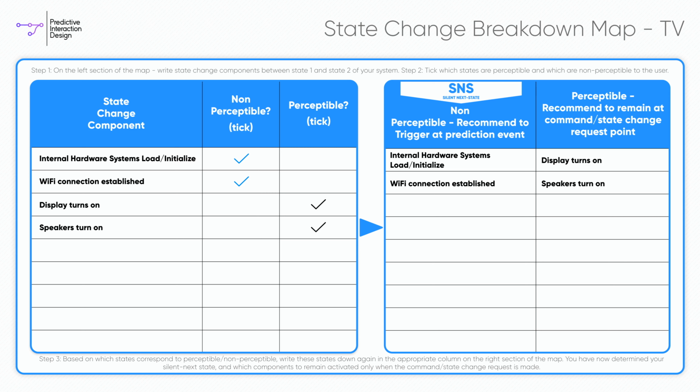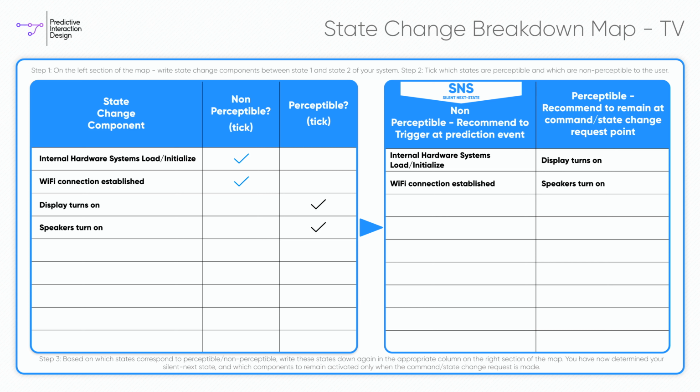So if we have a look at the TV example, what we've done here is we have written down all of our state change components. We've said internal hardware systems load and initialize, Wi-Fi connection is established, the display turns on and the speakers turn on. You can go as low level or as high level as you want in these maps, as long as it's appropriate for your system design. And all we've done is we've ticked which ones are non-perceptible and which ones are perceptible. So internal hardware systems loading and initializing is not perceptible. The system establishing a Wi-Fi connection is not perceptible, but the display and the speakers turning on are both perceptible.